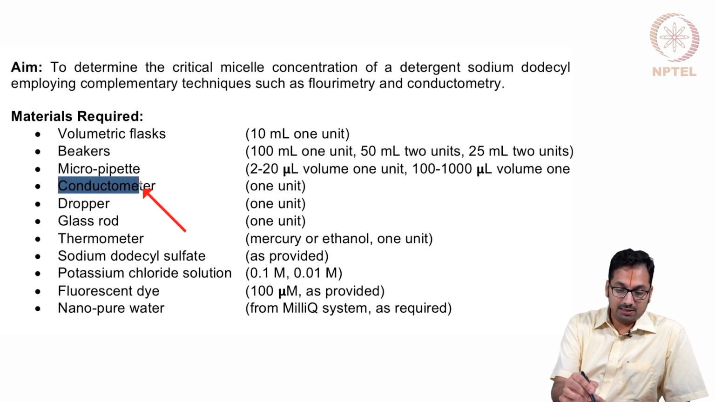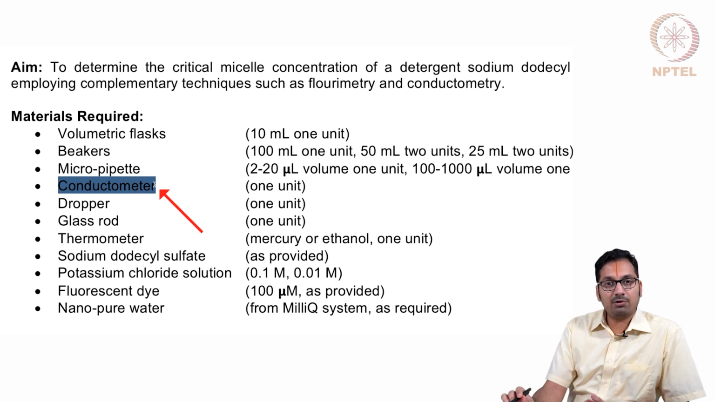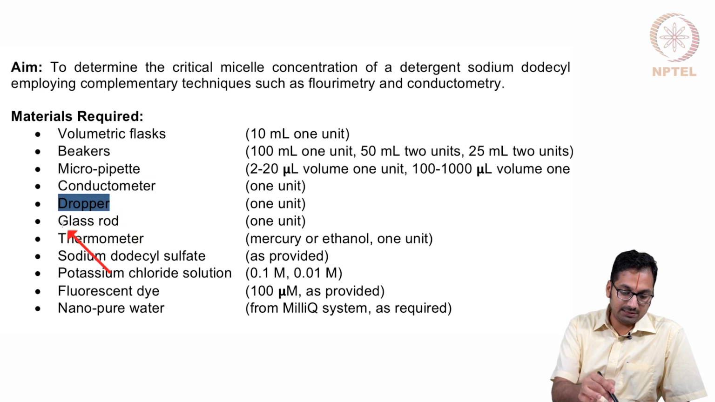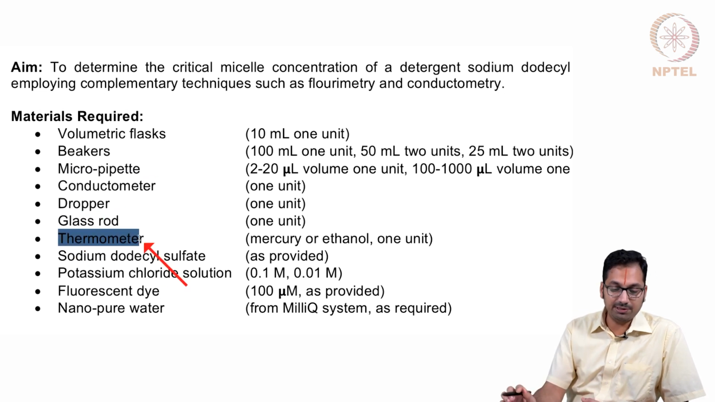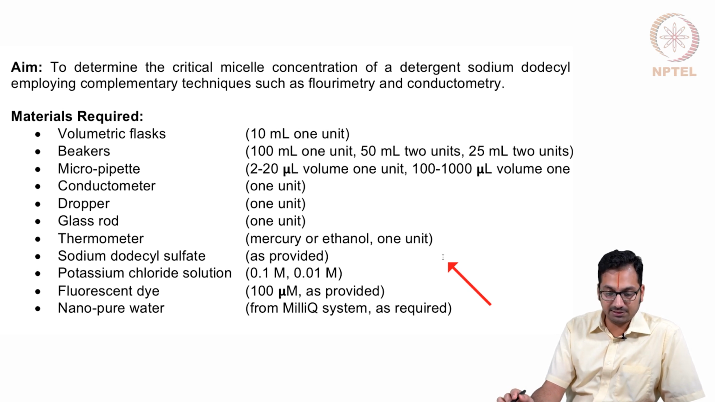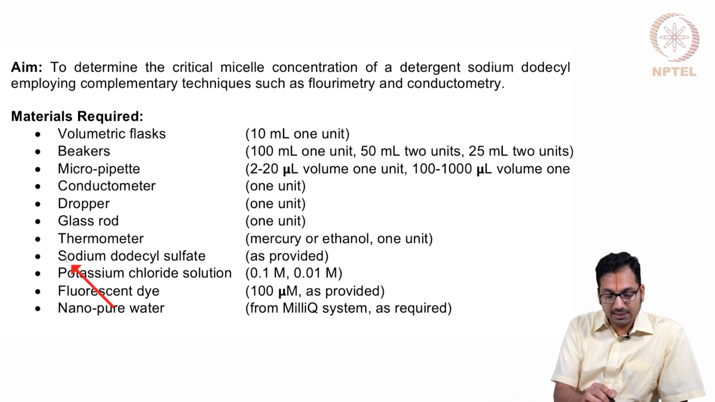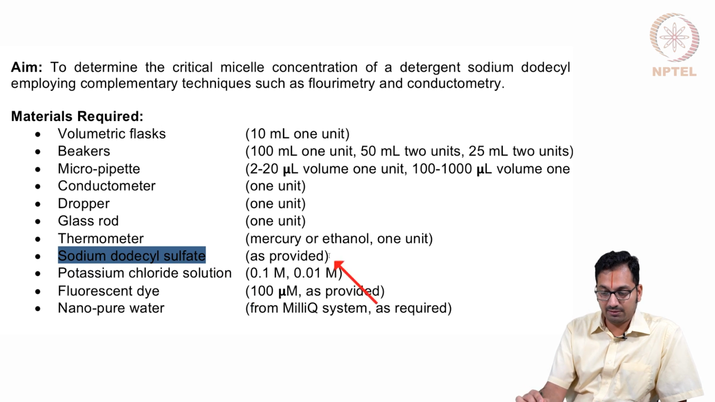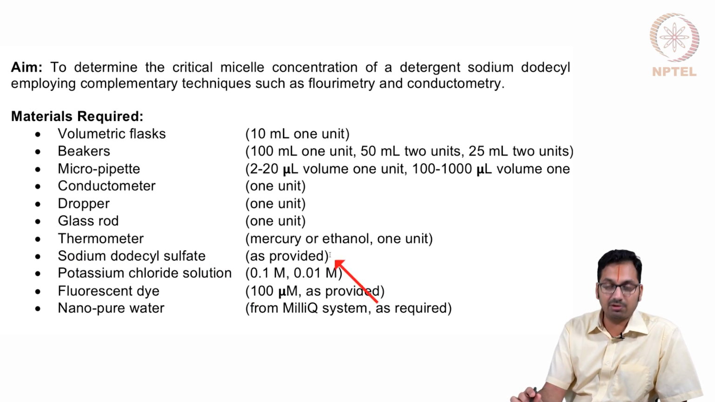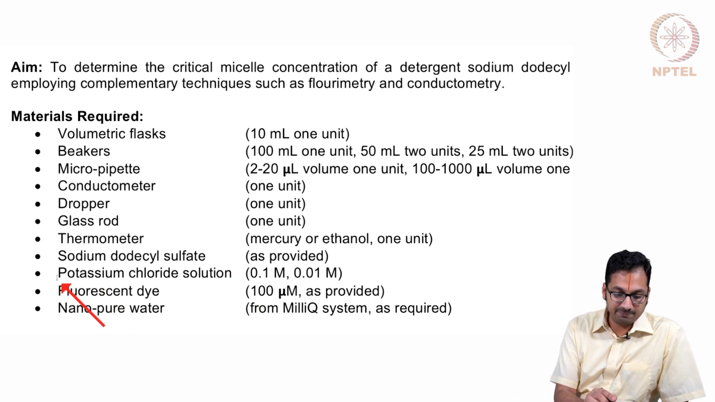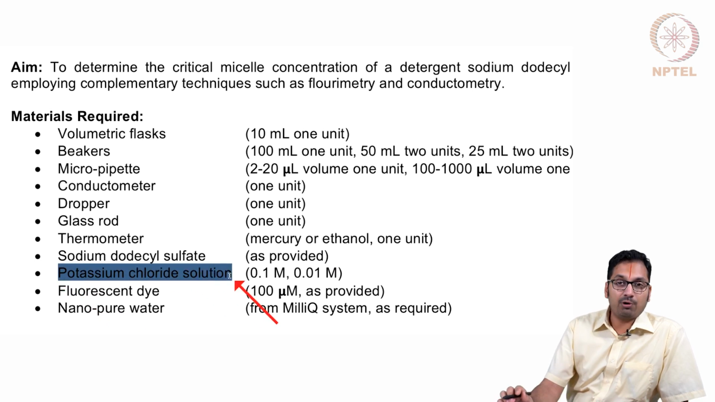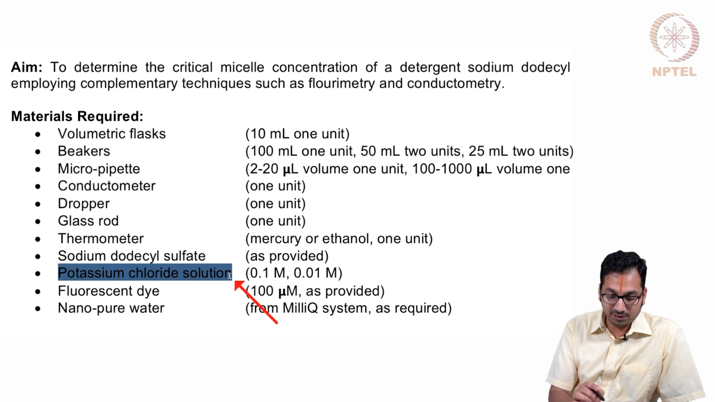As we just spoke about, we also need a conductometer in order to perform the conductometric experiments, and other subtle things such as a dropper, glass rods and a thermometer, for the purposes of stirring and also measuring temperature in the case of the thermometer. The chemical in this case that we are using is sodium dodecyl sulfate. This would of course be provided in the experiment so that you can determine the necessary stuff. We will quickly understand why you would need potassium chloride in this experiment, as this would be used towards calibration of the conductometer.